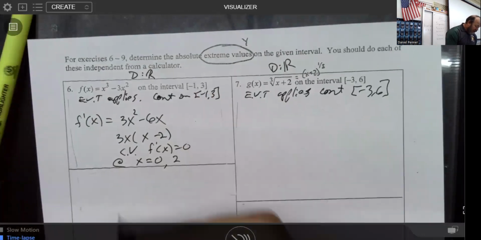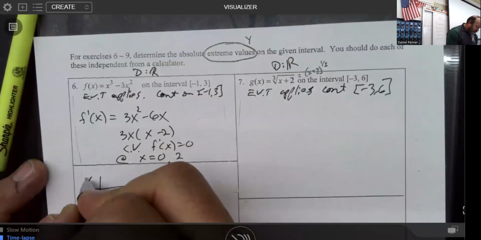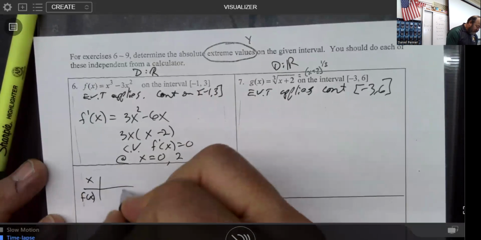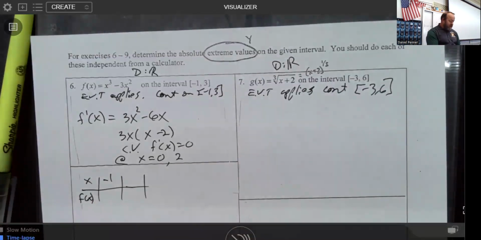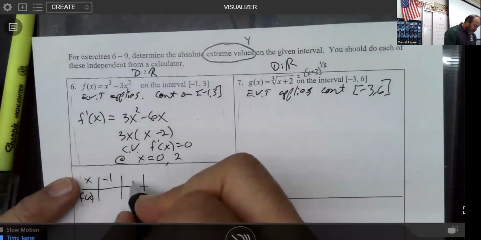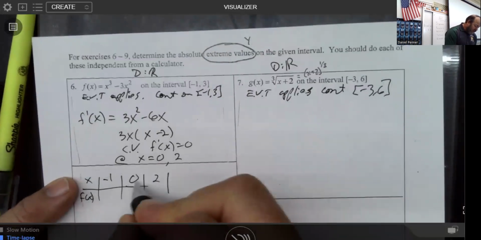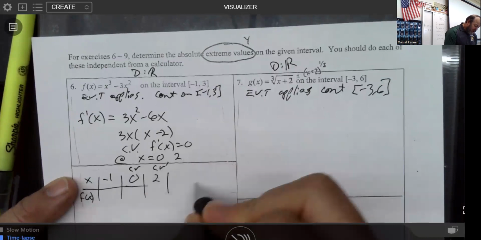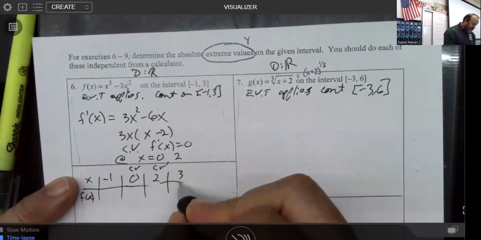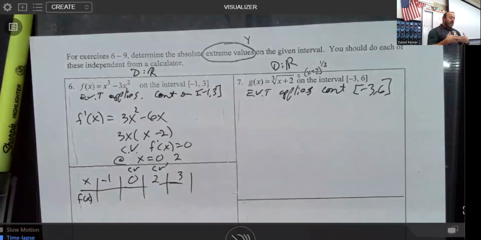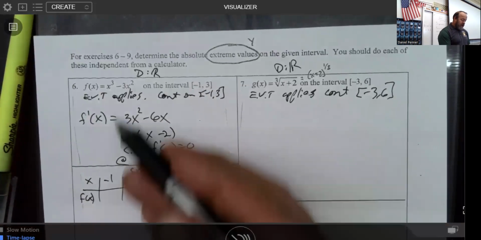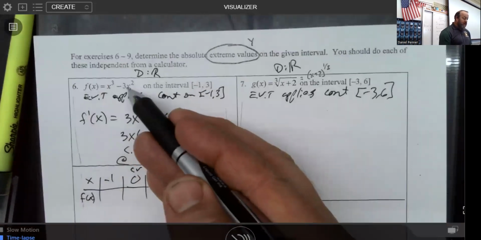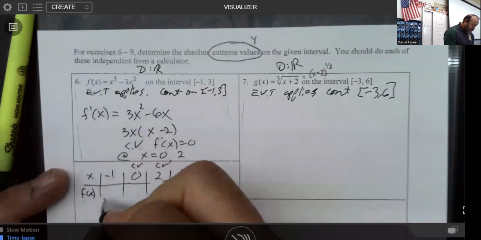So let's go ahead and make a quick table of values. So I want to know what happens at the number -1. I remember we have to consider the endpoints. I want to consider 0 and 2 because those are my two critical values, right? And then I also have to consider 3 because that's one of the endpoints. Now, without taking a long time to show you all of the math of plugging that in, it's pretty easy to plug it in. -1 cubed minus 3 times -1 squared, you're going to get -4.